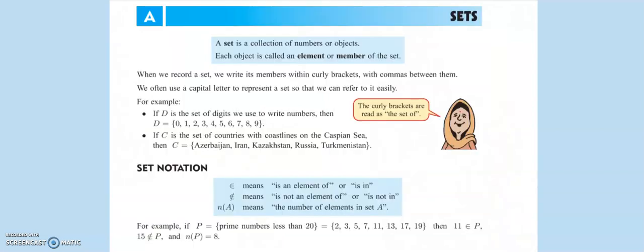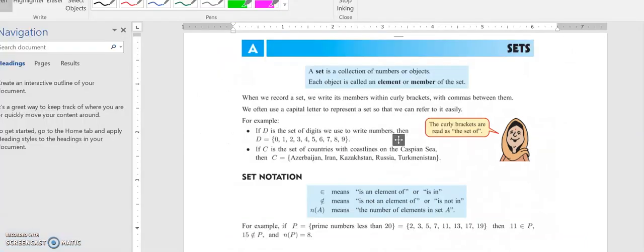So, what is a set? A set, ladies and gentlemen, is just a collection of numbers or objects where each object is called an element or member of the set. Alright, so let's take a look at a couple of examples here that are out of the book.